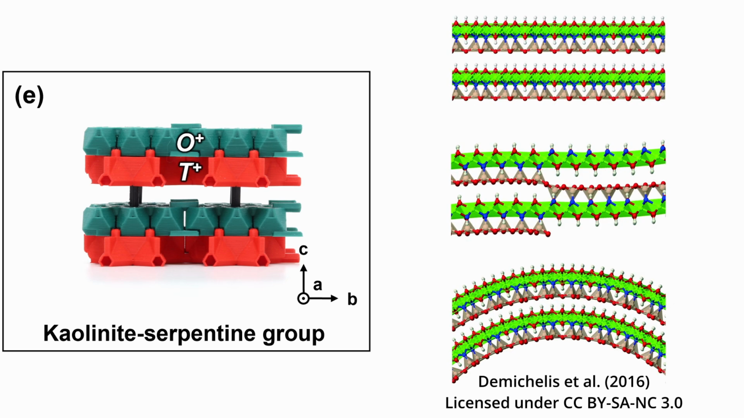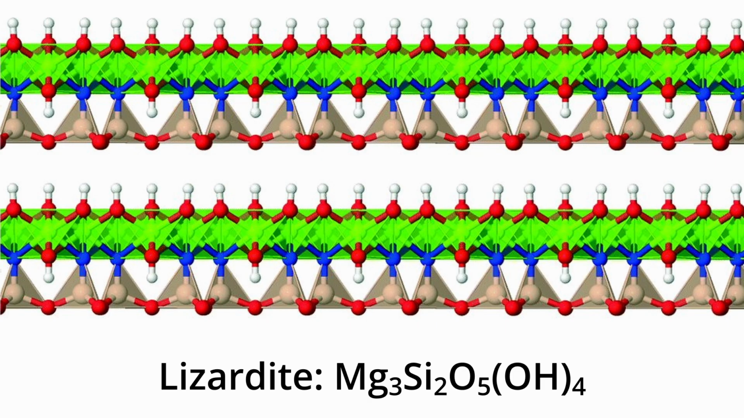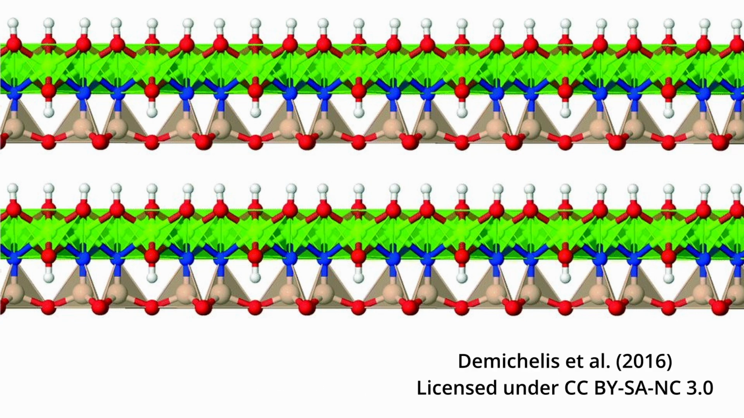These mismatches can be solved in different ways, leading to the existence of polymorphs, or minerals that have the same chemical formula but different crystal structure. In lizardite, there is conveniently no size mismatch, so the TO modules can extend to form infinite sheets. This makes lizardite take on a platy habit.